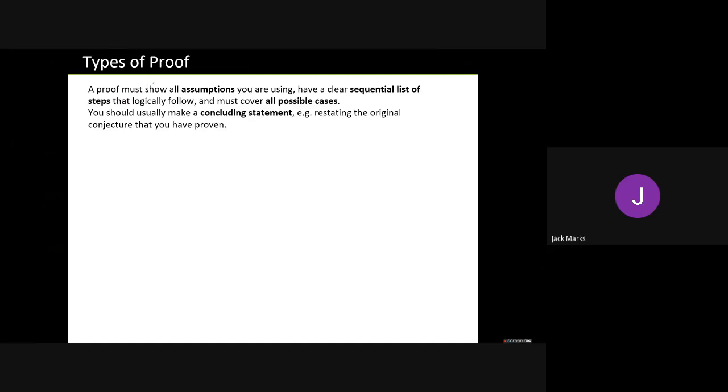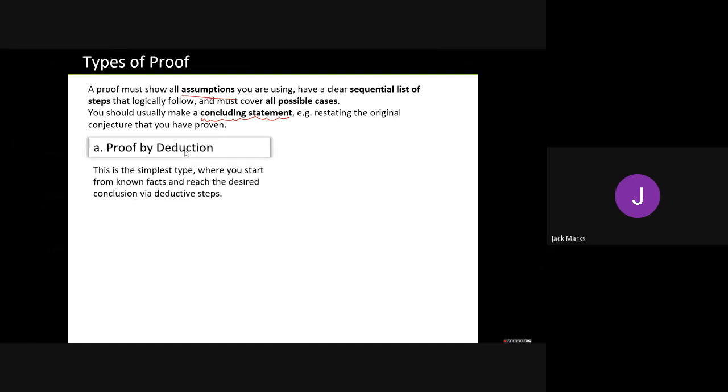A proof is about being very, very pedantic, listing out all of your assumptions, a clear set of steps, covering everything that can happen. It also usually features a conclusion, which can be quite important for making sure you get all of the marks. You need to be very, very critical of your working out as you go along. It's not enough to just show that something is obvious or you think it is going to happen. You need to cover all of the bases.